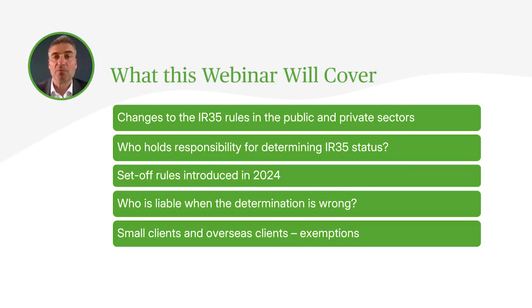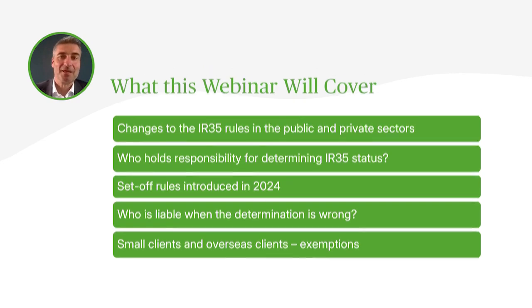So, in this webinar, we're going to be covering the changes to the IR35 rules in the public and the private sectors. We will look at who's responsible for determining IR35 status. We're going to look at who is liable when the determination is wrong. We will look at some of the set-off rules which were introduced in 2024, and we'll also look at the exemptions which apply here, particularly around small clients and overseas clients. And we will try to do all of this in 30 minutes.